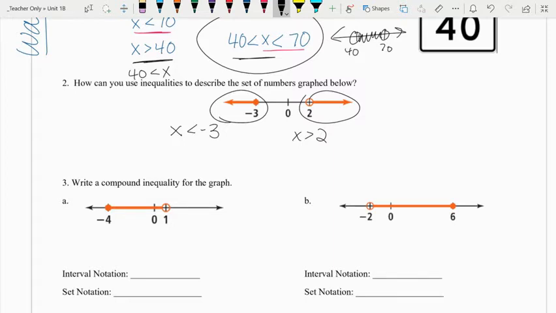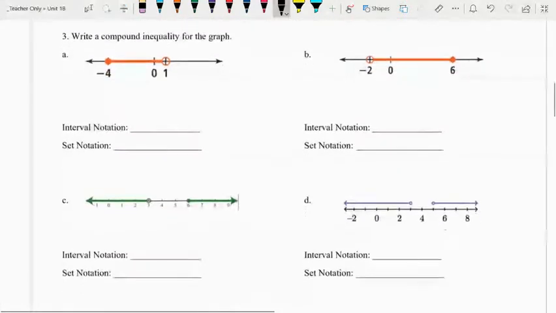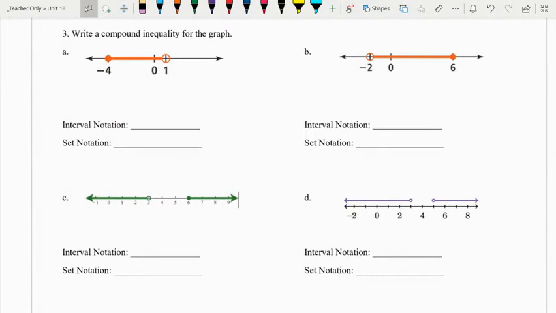The problem is you can't read both at the same time, so we're going to use the word or. Because you can't do both at the same time, it's that or that. Up here, we could have used the word and, because it's below 70 and above 40 at the same time. So if you haven't guessed it, we're going to work with compound inequalities, where there's more than one going on on one graph.